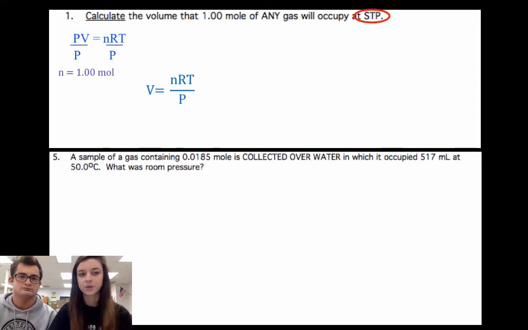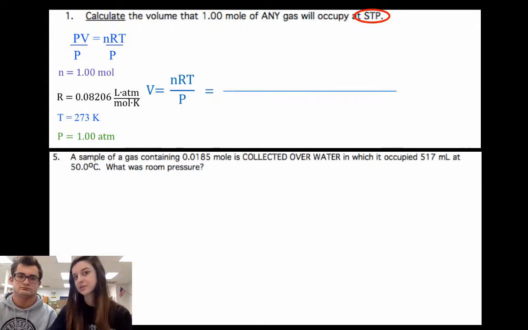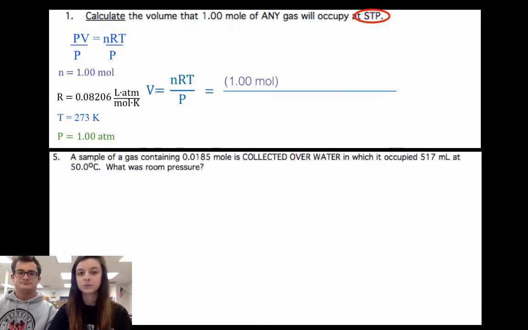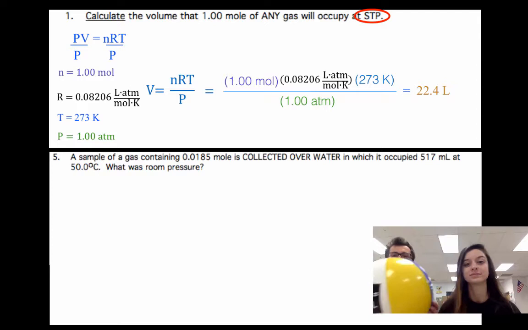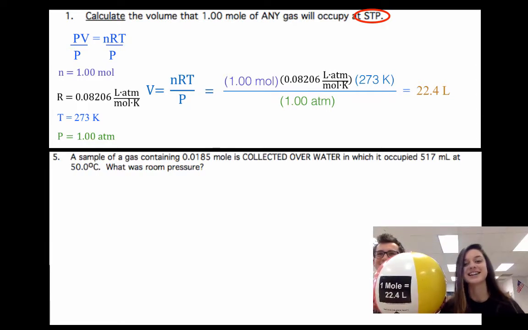So we're finding 1 mole. Then the ideal gas law constant is always the same. Temperature is 273 Kelvin, so when you add 273 to 0 degrees Celsius, you get 273 Kelvin. And pressure is 1 atmosphere, which is also 760 torr. So we're going to plug it in to solve for volume. Plug and chug, and you should get 22.4 liters. That looks familiar. Yes, because 1 mole of gas at standard temperature and pressure is always 22.4 liters.